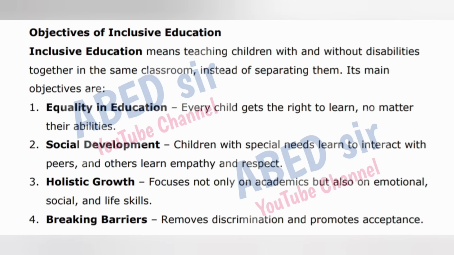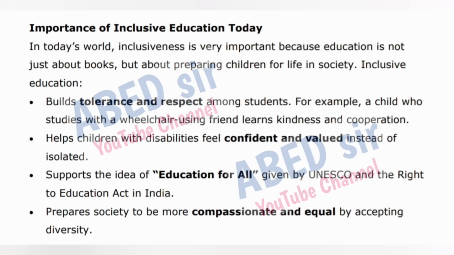2. Social development. Children with special needs learn to interact with peers and others, learn empathy and respect. 3. Holistic growth. Focuses not only on academics but also on emotional, social, and life skills. 4. Breaking barriers. Removes discrimination and promotes acceptance.